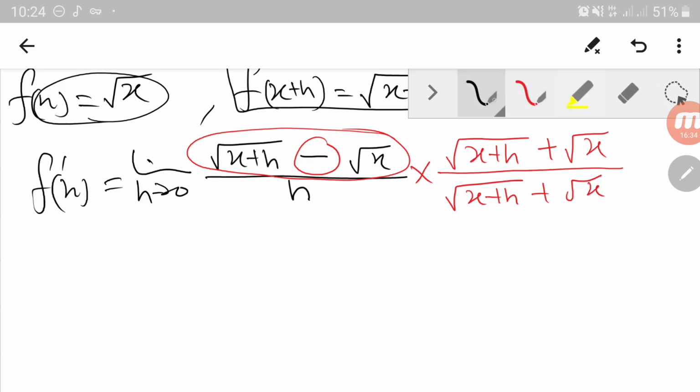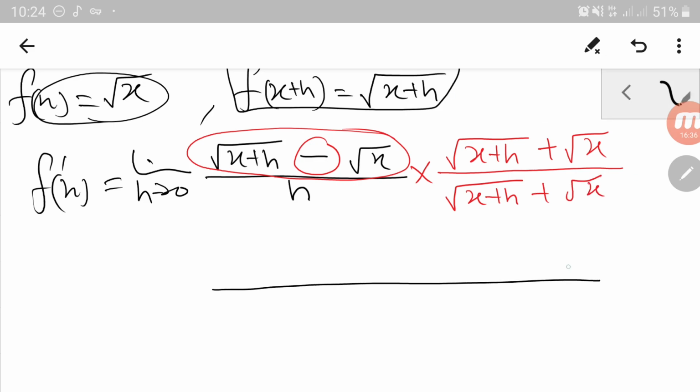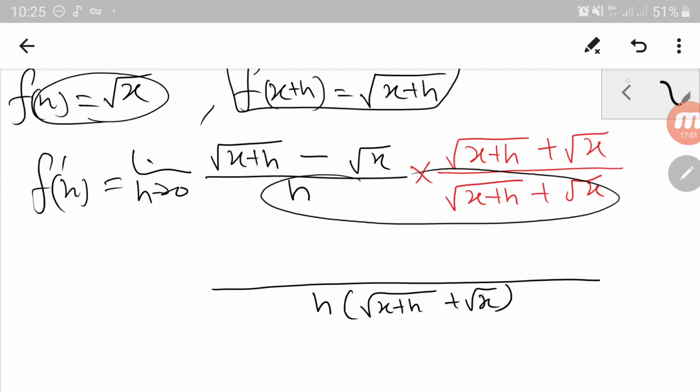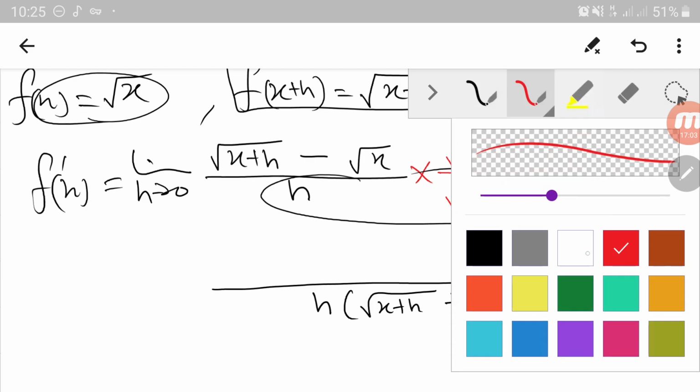Perfect. Now the next step is to expand all these things. We expand the numerator. The denominator no need to expand, so just put them side by side like this: h times the sum of the square roots. Just make the denominator stay put like this. No need to expand any more, because we are going to cancel the h outside. So let's expand the numerator.